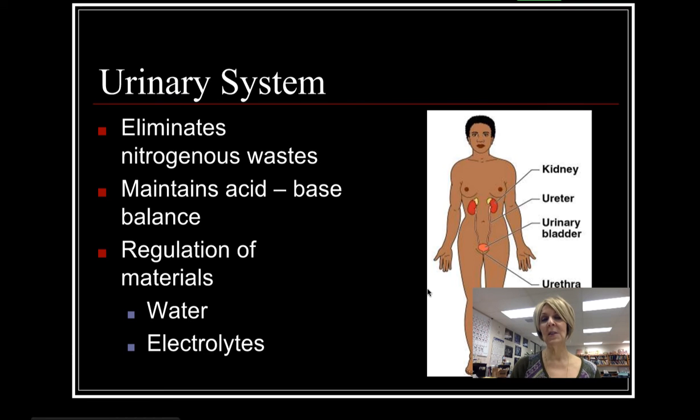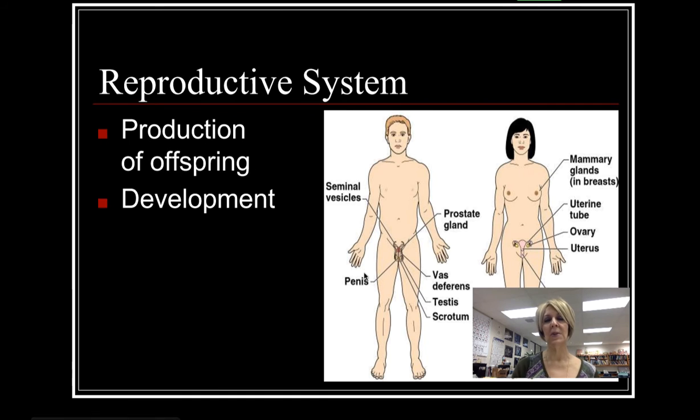Our urinary system is actually what eliminates waste in our body. The stuff that we defecate in our fecal material was never actually part of the body. It's just undigested food. But our urinary system, which involves our kidneys, eliminates waste that is in our blood, nitrogenous waste that comes from breaking down proteins. That helps to maintain our acid-base balance, and it also helps us to regulate water and electrolytes, which are ions that help us communicate with ourselves.